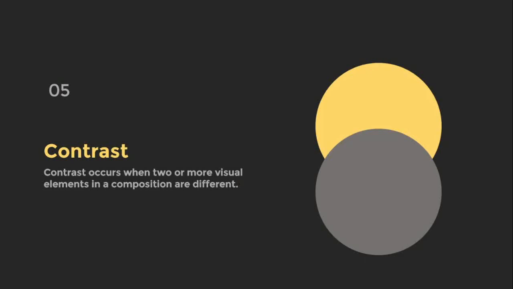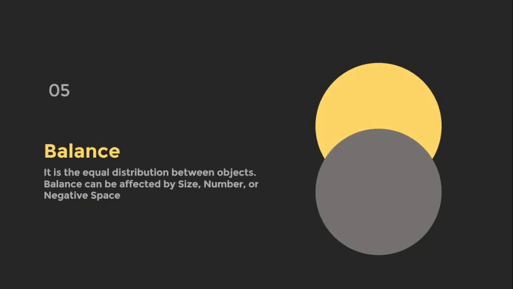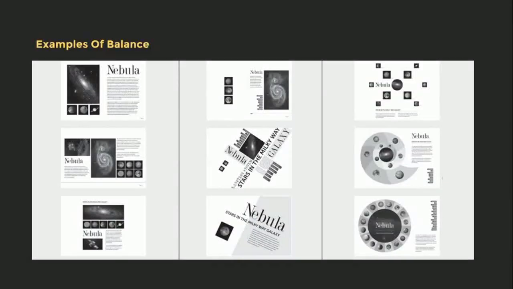And up next is balance. Balance is an equal distribution between objects. Balance can be affected by size, number, or negative space. And yeah, these are examples of balance. We could see the way proper alignment has been able to create balance in these instances.